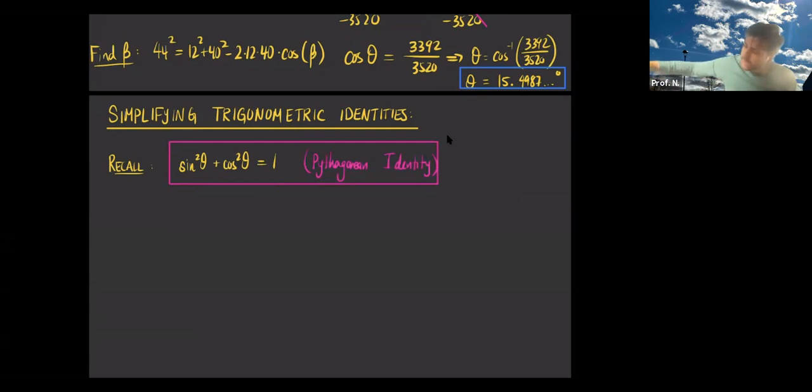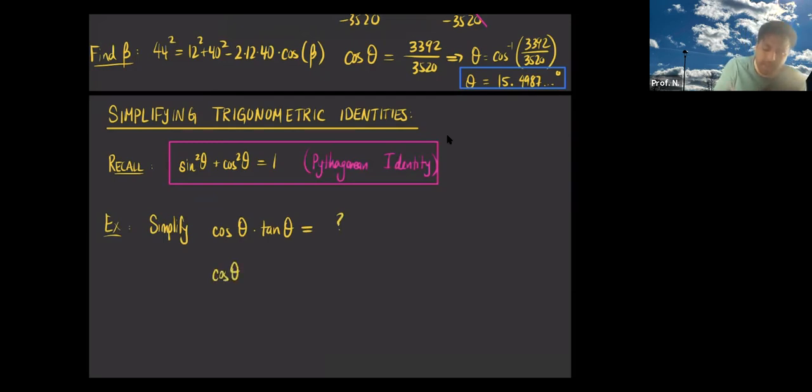But before we do that, we have to learn how to simplify, okay? And I'll give you a very, very basic example. If I have cosine of theta times tangent of theta, I want to simplify this. What that means is, can I write this expression as something that's simpler than cosine theta tangent theta? Well, the only thing you can think about right now is that tangent of theta is also written as sine theta over cosine theta.